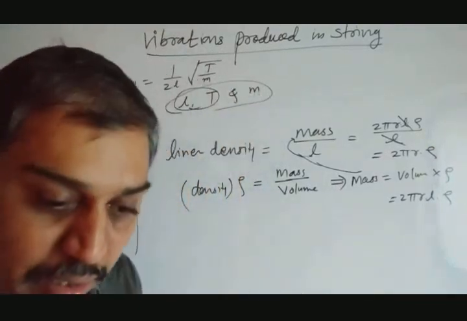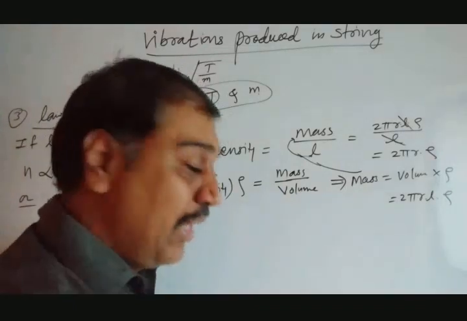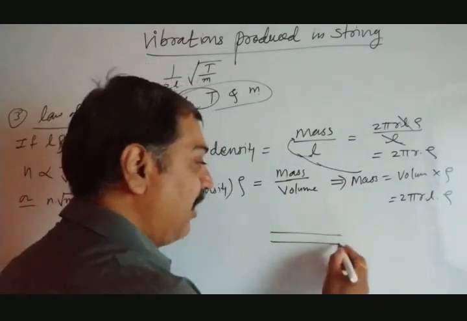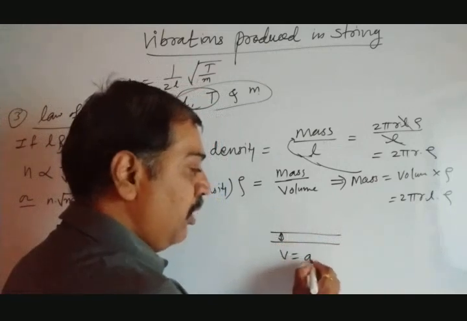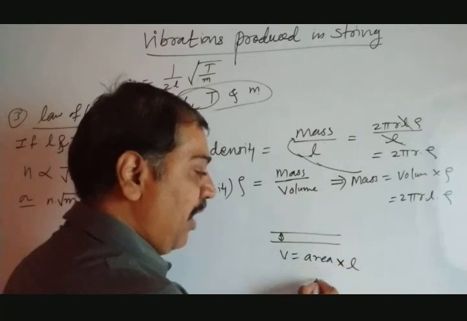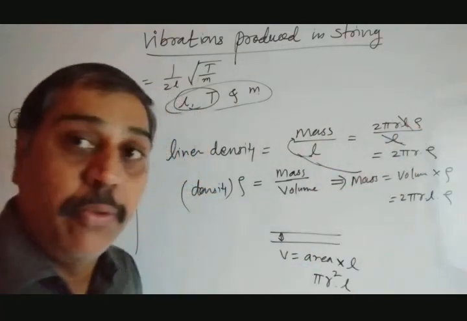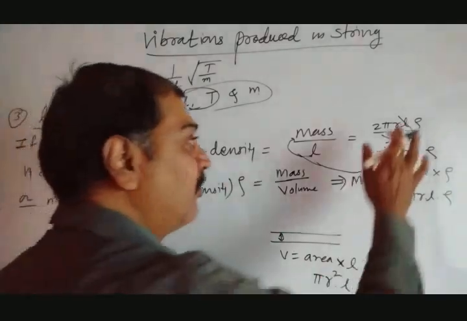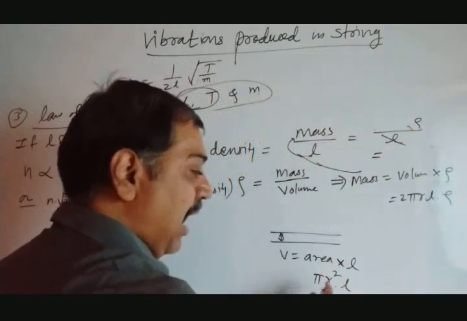2 pi RL that we have taken as a volume, it should not be 2 pi RL, because that is for a cylinder's surface. It is a wire like this wire, so it has a circular cross-section area. Volume is area into length. The area of the wire is pi R square, so volume is pi R square into L. I have taken 2 pi RL, that is for a cylinder surface, so we should not take this. So what should we take here? Pi R square into L.